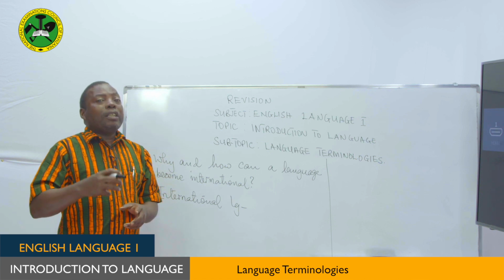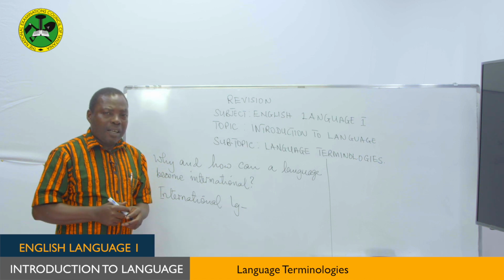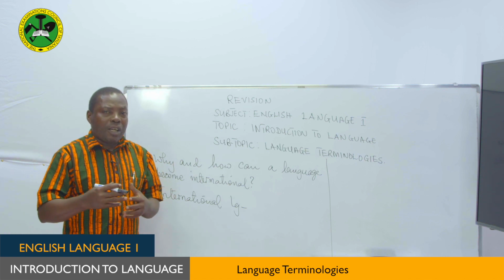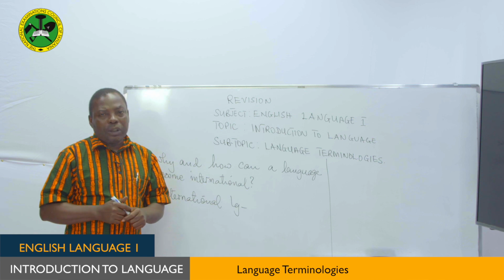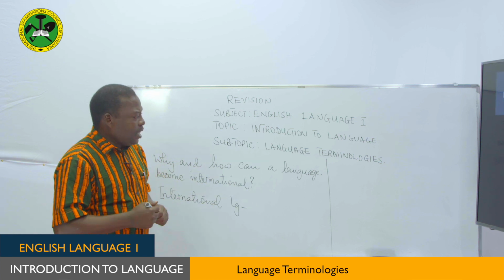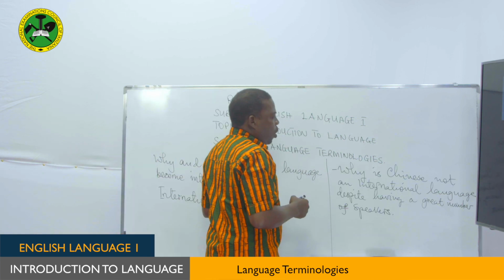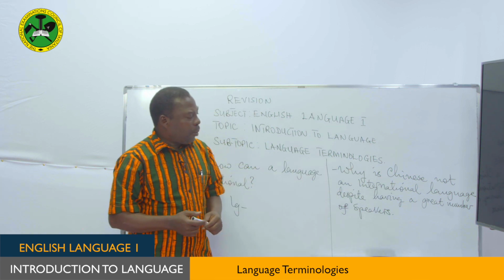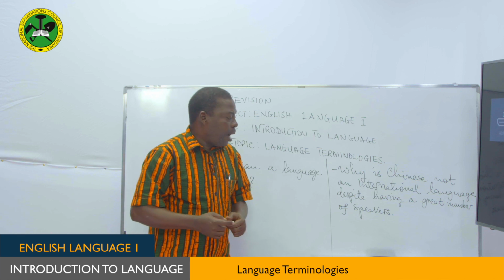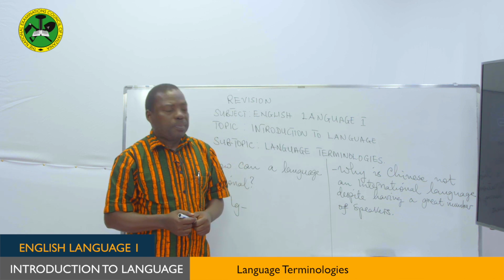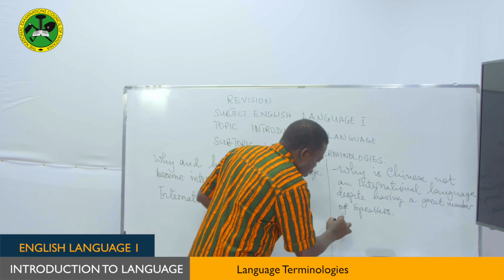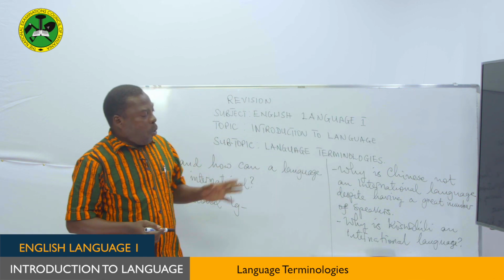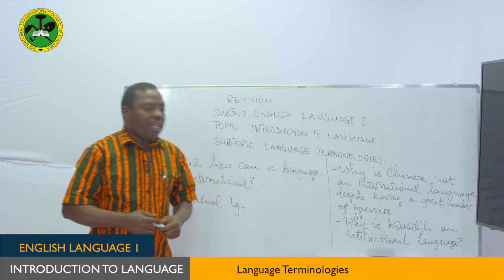So when we want to look into those factors, I would want us to ask these two questions and thereafter we'll see if they qualify or not. The questions go like: one, why is Chinese not an international language despite having a great number of speakers? And the second question reads, why is Kiswahili an international language?